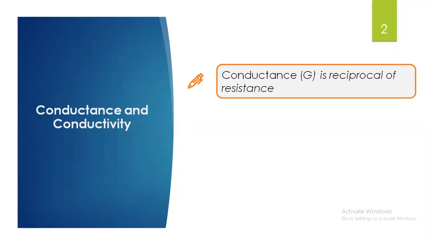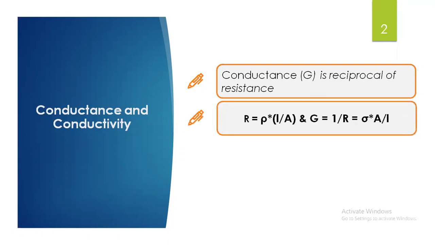You can also directly say that conductance is the reciprocal of resistance, and conductance is denoted by capital G, whereas the resistance of a conductor measures the opposition which it offers to the flow of current. The conductance measures the inducement which is offered to its flow.